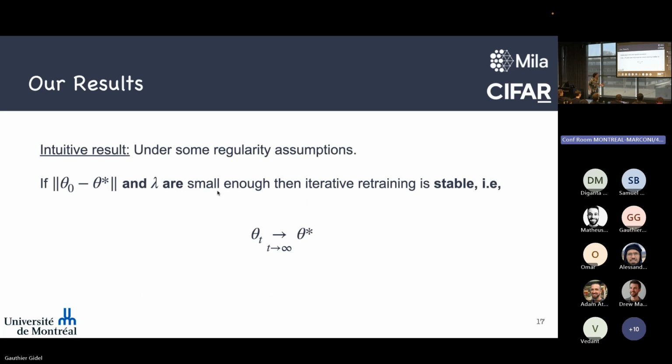The intuitive result we will have is that, under some regularity assumptions, if we start close to the best model, we will stay close to this model, meaning that we will not collapse. We have learned from the data, we are close to the best model within our class. If we start close enough and lambda is small enough, then iterative retraining is stable. This is the main takeaway of the paper: when we train on our own data, we stay close to the best model within our class.